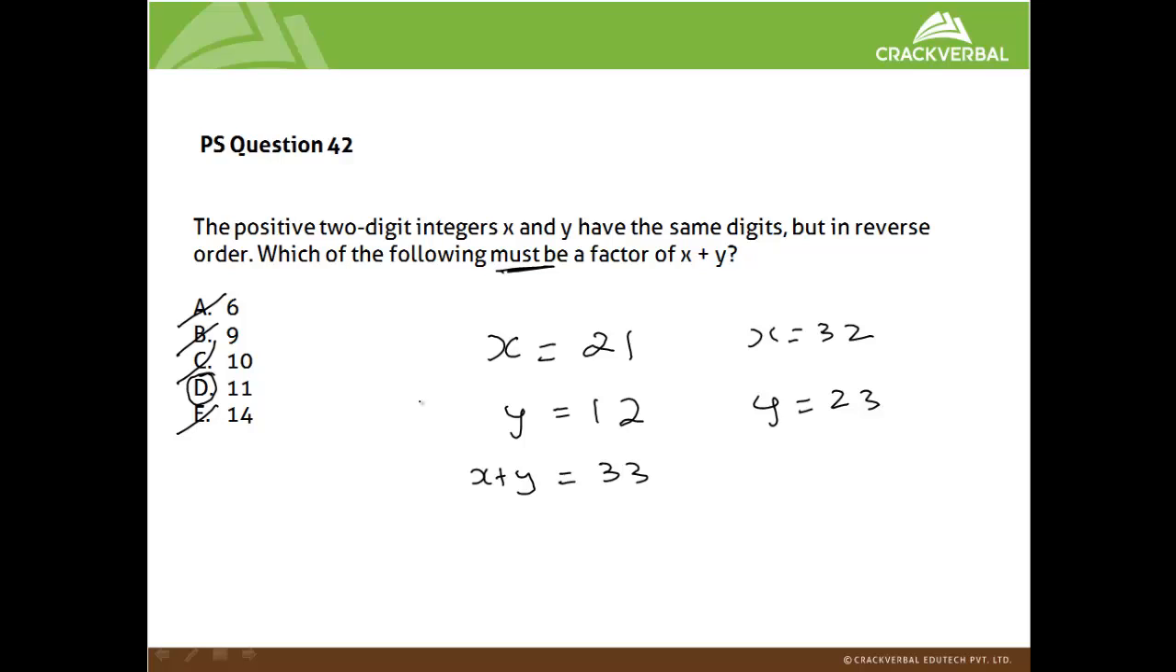You might think, do we really need to try another set of values? No, not necessary. If for one set of values this does not hold, then we can eliminate that answer choice, because this is a must be question. Remember that must be means for all sets of values, always. So always a factor of x plus y. Since 6, 9, 10, and 14 do not divide for one set of values, and only 11 divides, 11 has to be the only answer choice that matches the condition, that is, being a factor of x plus y. So here the answer is D, 11.